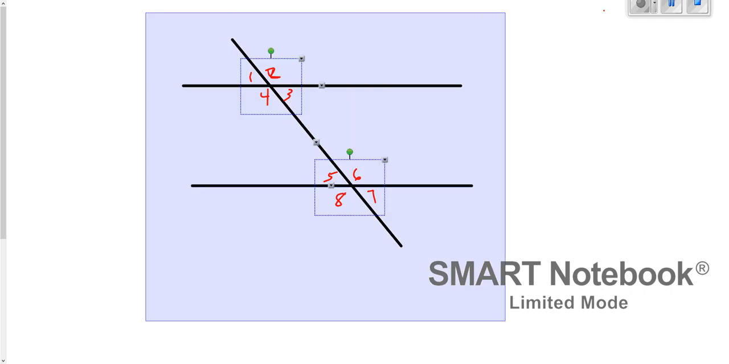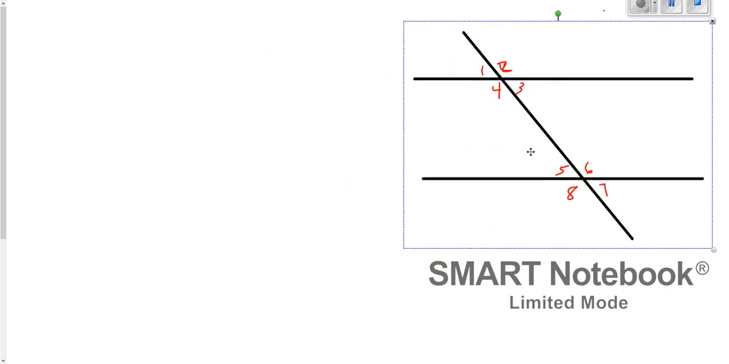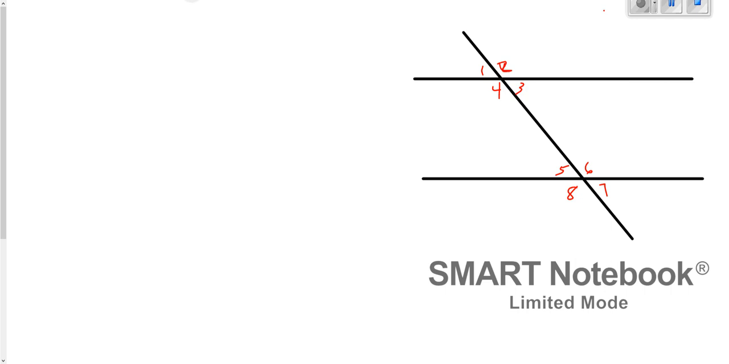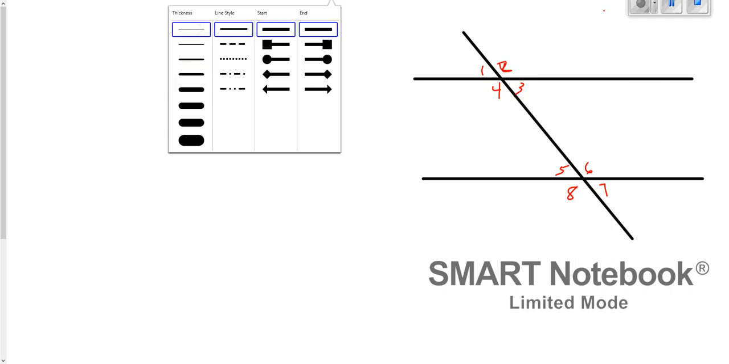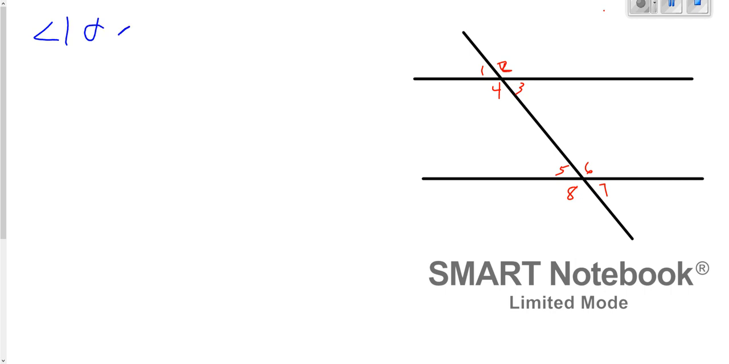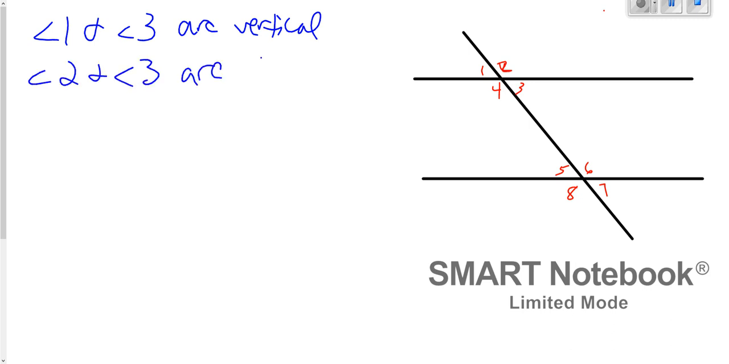I'm going to move this over so I can write about them. Some of the things I'm not going to write are things that we already talked about. So, for example, I can see that angle 1 and angle 3 are vertical. We already talked about that, so I'm going to erase this. And angle 2 and angle 3 are supplementary because they form a semicircle, a straight line. Again, that should be something we already know. I want to talk about the new things that we haven't learned yet.